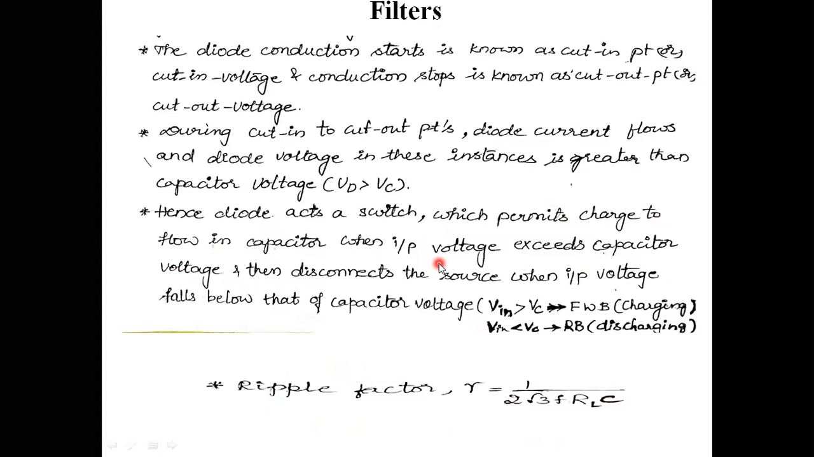By using this, how much ripple is there in our DC signal, how much AC component is present, can be identified by using the formula gamma is equal to 2 root 3 f RLC. Here I get 2 with respect to the half wave rectifier circuit, whereas for the full wave rectifier circuit I obtain 4. 4 root 3 f RLC is the formula for ripple factor with respect to the full wave rectifier, whereas for the half wave rectifier we place 2 here.